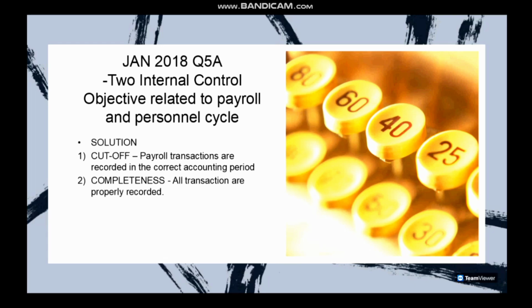For example, there should be procedures to compare dates on the payroll check and entry dates in the payroll register. The second internal control objective is all payroll transactions are properly recorded. For example, payroll checks should be pre-numbered and accounted for. And also, an independent employee should reconcile the payroll bank account.